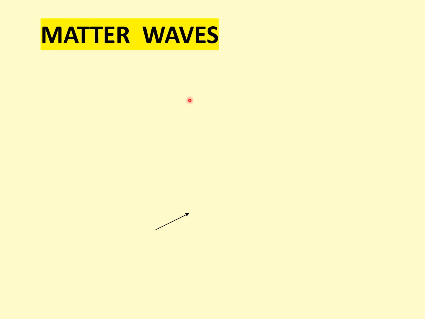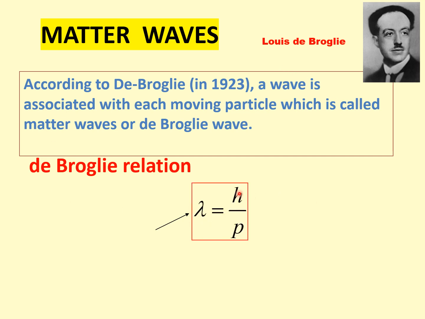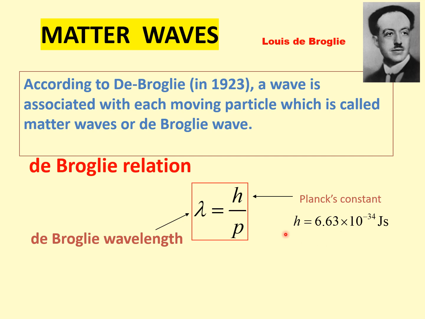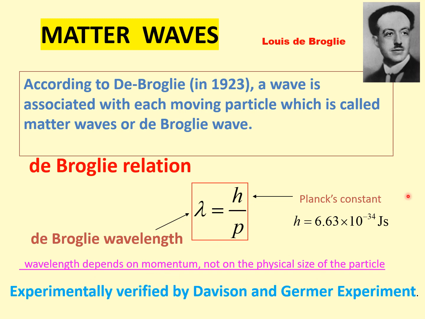As light waves have dual nature, they have wave character as well as particle character. And de Broglie in 1923 got the idea that every moving particle should have a wave nature, and these particle waves are known as the matter waves or de Broglie waves. The relation for wavelength is lambda equal to h by p, where h is the Planck's constant and p is the momentum, and the wavelength depends on the momentum, not on the physical size of the particle.